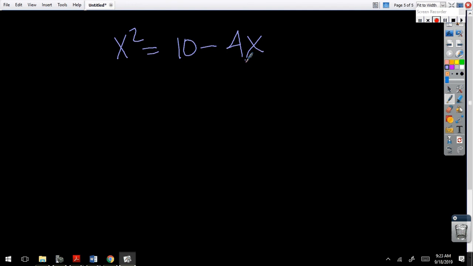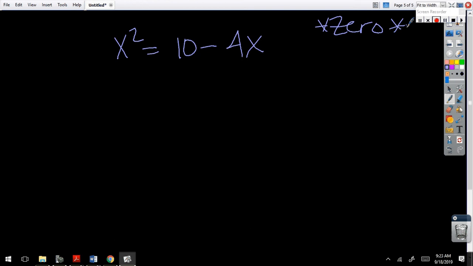What should I do? What's your first step? What are we always doing? Trying to get equal to zero. That's right. Zero is your key. And when you make it zero, make sure that first term stays positive. So that means I'm moving the right to the left. Do we agree? All right, so add 4x and subtract 10. That's exactly right. Keep them in order.